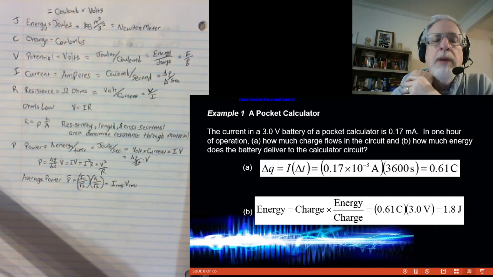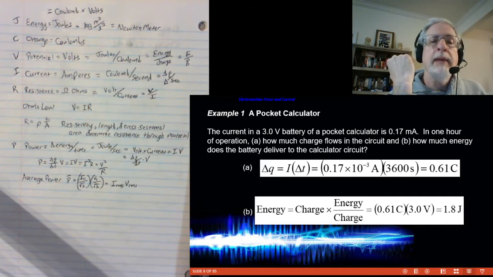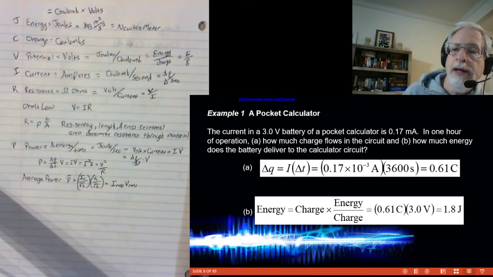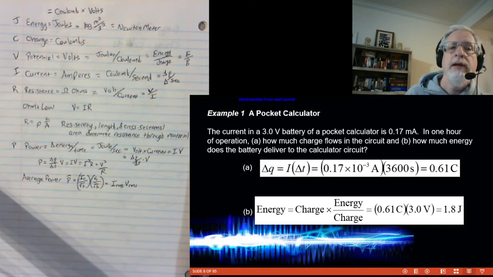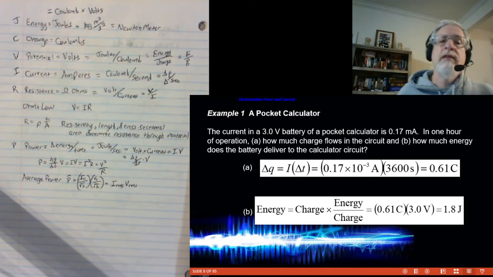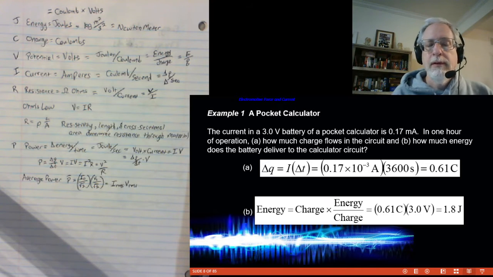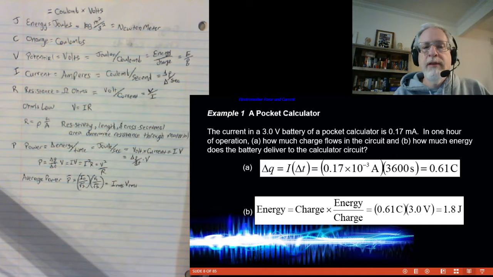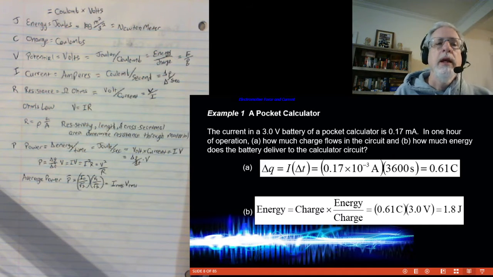So that's a typical pocket calculator with 2 batteries, although the TI-84s and above I think use 3, so that would be 4.5 volts. But the current in a 3-volt battery of a pocket calculator is 0.17 milliamps. See what I'm saying? Not even 1 milliamp, 0.17 milliamps. In 1 hour of operation, A, how much charge flows in the circuit, and B, how much energy does the battery deliver to the calculator circuit?